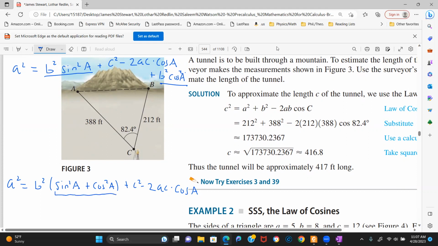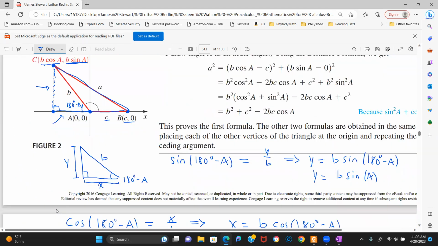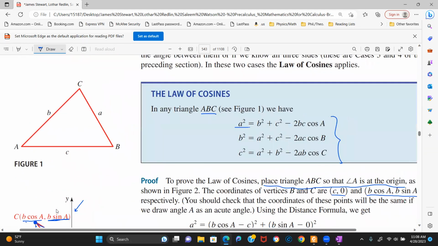Now we just need to use the fact that sine squared A plus cosine squared A is equal to 1, that's one of the Pythagorean identities. So if you replace that by 1, you get b squared times 1, which is just b squared, plus c squared minus 2ac times cosine of A. And that's exactly the first equation. So that proves it, you can see this is exactly the first equation right here.